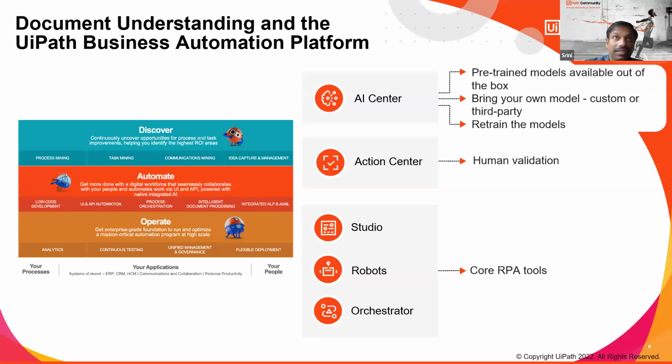And Studio is where we can build our workflow, whatever the workflow, using the activities. We have a set of document understanding activities which we can use to build our workflows, and robots can run on those, and we can provide input through these robots. Yeah, Orchestrator again, it is manageable. All these robots are managed at the Orchestrator level to see how the process and the performance are going on.